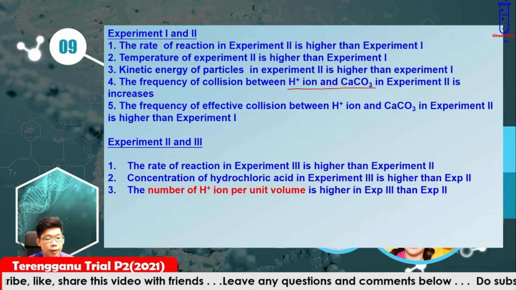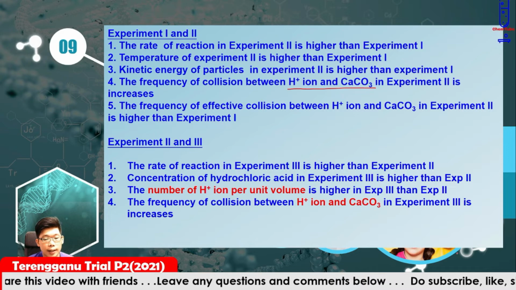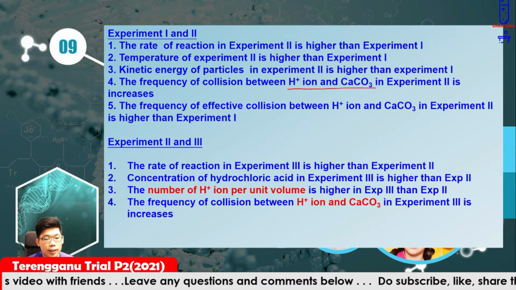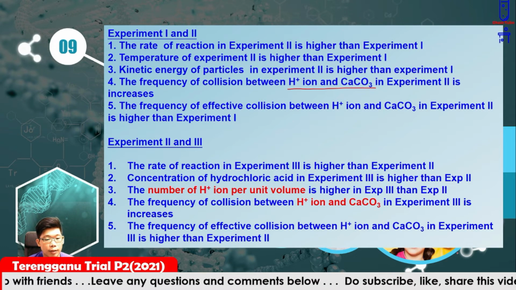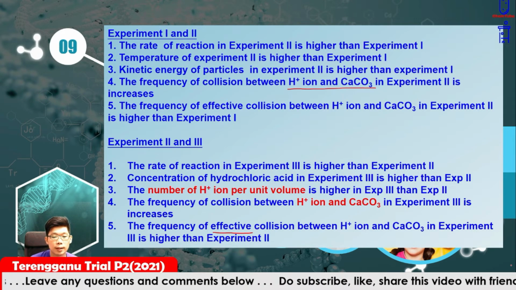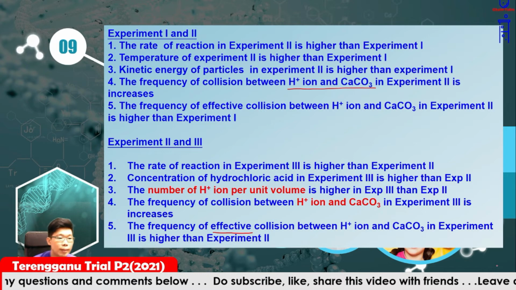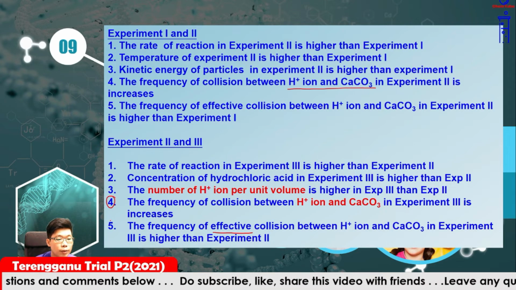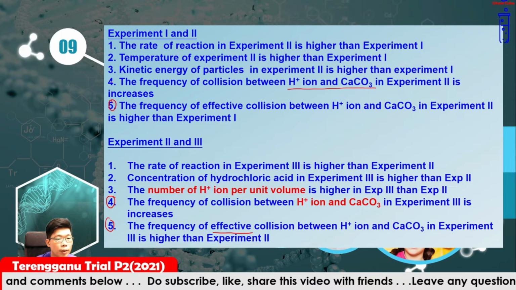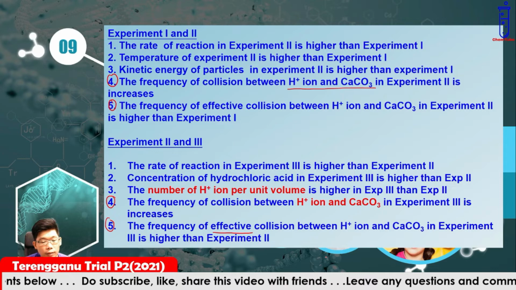Then points number 4 and 5 are the same. The frequency of collisions between the hydrogen ions and calcium carbonate in experiment 3 is higher. Then the frequency of effective collisions is the only difference, with point number 4. So remember, you can see point 4 and point 5. This one also, point 4 and point 5 are the same, just the word effective collisions.